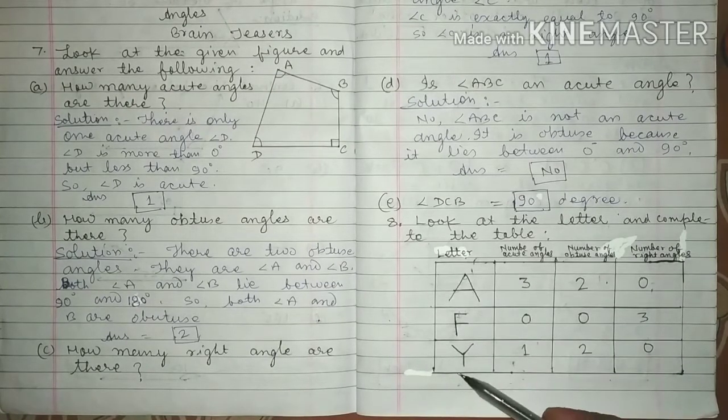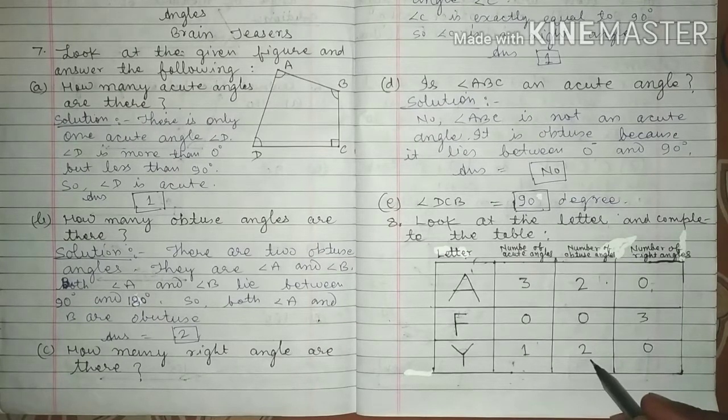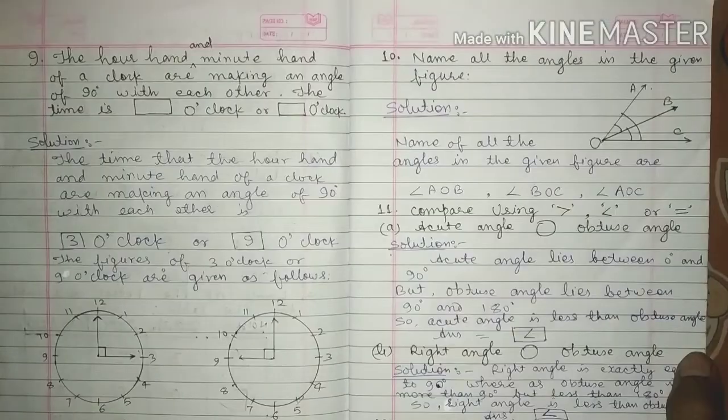Now in the letter Y. Number of acute angles is only 1. This is the acute angle. Number of obtuse angles, there are 2 obtuse angles, this angle and this angle. And number of right angles is 0. This is the answer of question number 8.